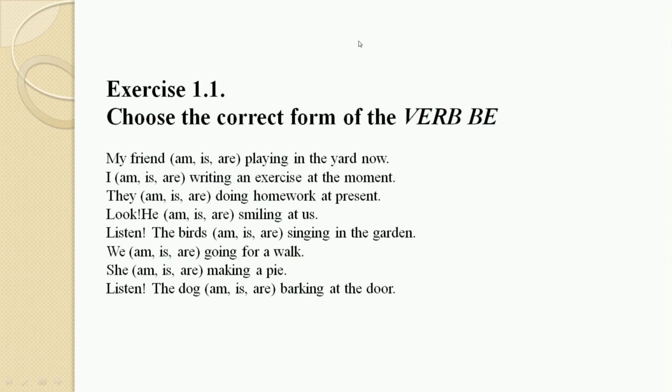There are some exercises for you. Choose the correct form of the verb to be. There are three options: am, is, are, and you should find the correct one. For example, my friend is playing in the yard now, right? Second, I am, I is, I are writing an exercise at the moment. Which one is correct?